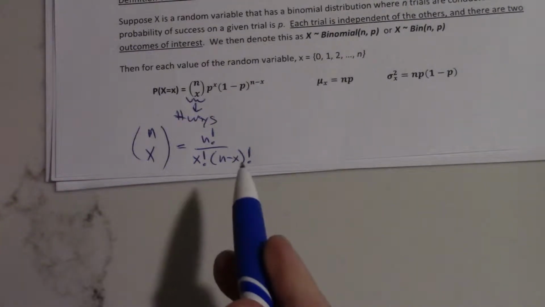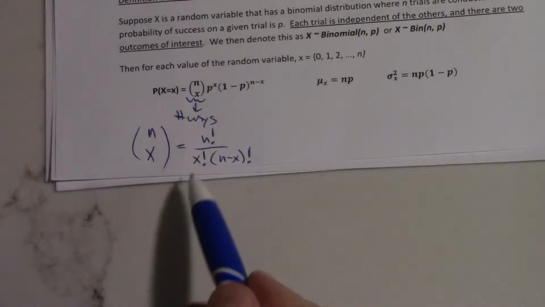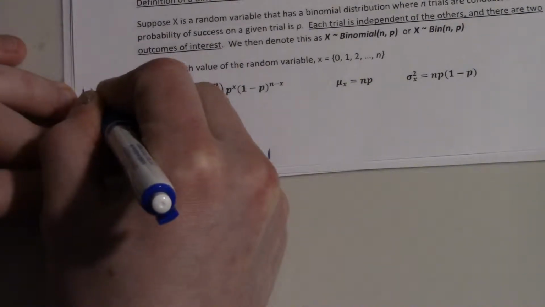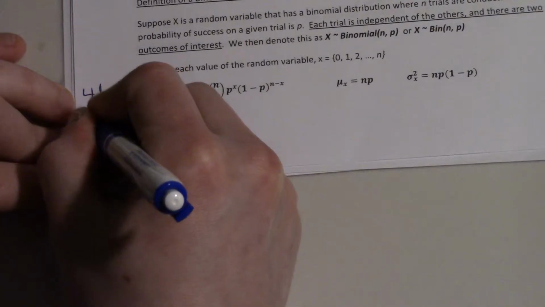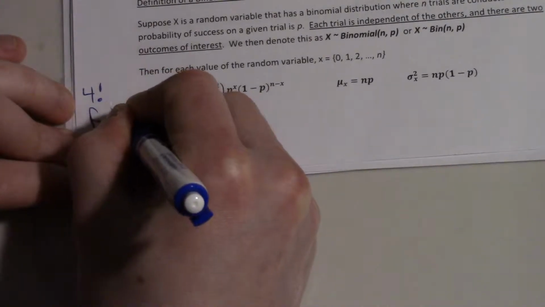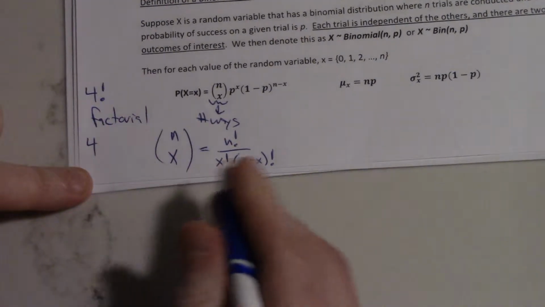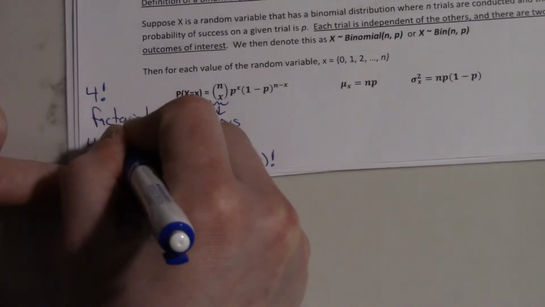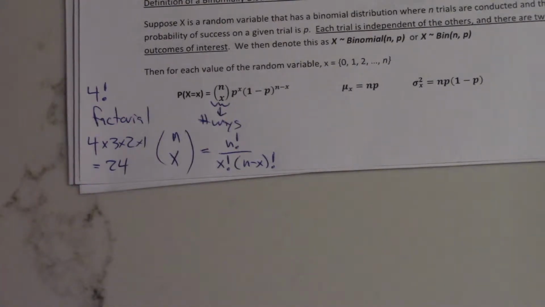Which probably doesn't help things. The exclamation mark is called a factorial. So the way that a factorial works, if you say I want to know 4 factorial, you take 4 and multiply it by every integer less than it. So 4 times 3 times 2 times 1 is 24. So you just multiply a lot of stuff together.